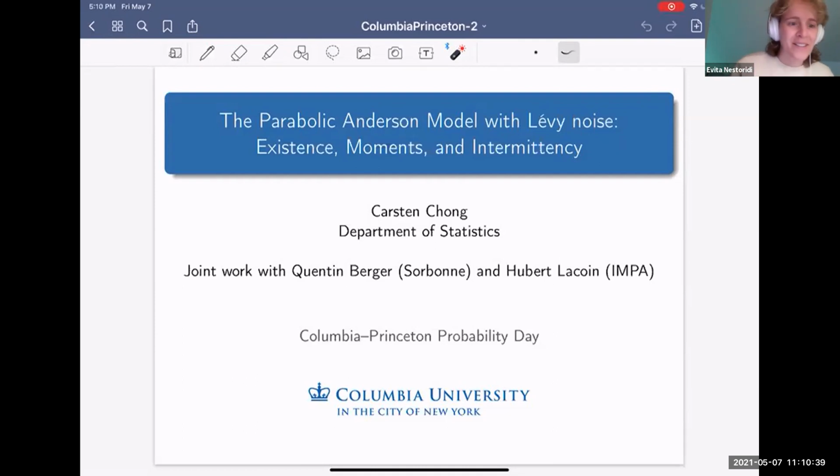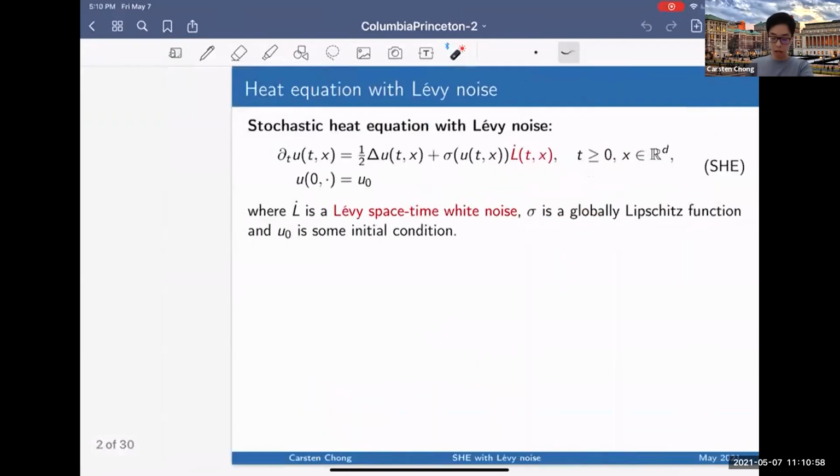Go ahead, Carsten. So first of all, I would like to thank the organizers for the opportunity to speak. Today I'm going to present joint work with Quentin Berger and Hubert Lacroix about the parabolic ANC model with Lévy noise. So I would like to start this talk by introducing the model.